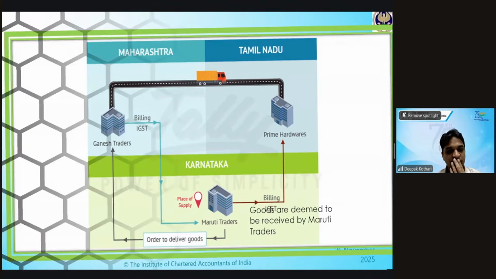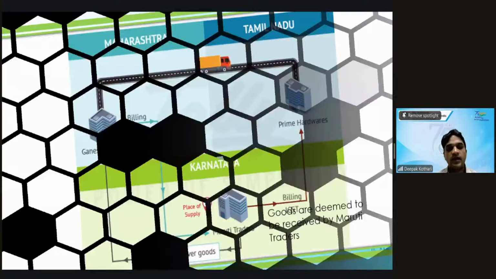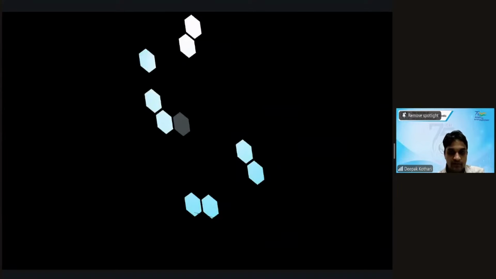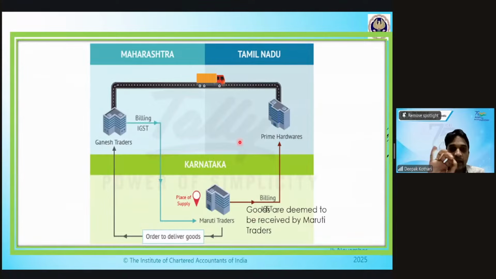Yeah. So here I've said, like theoretically, goods are deemed to be received by Maruti Traders only. Goods are deemed to be received by Maruti Traders only in case of bill to ship to; this is the exceptional thing. In all other cases, the person who wants to claim the credit should have received the goods.